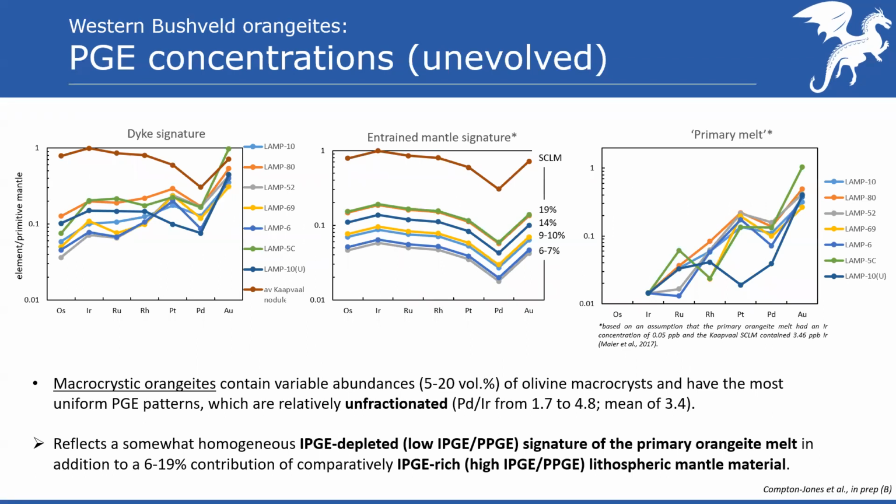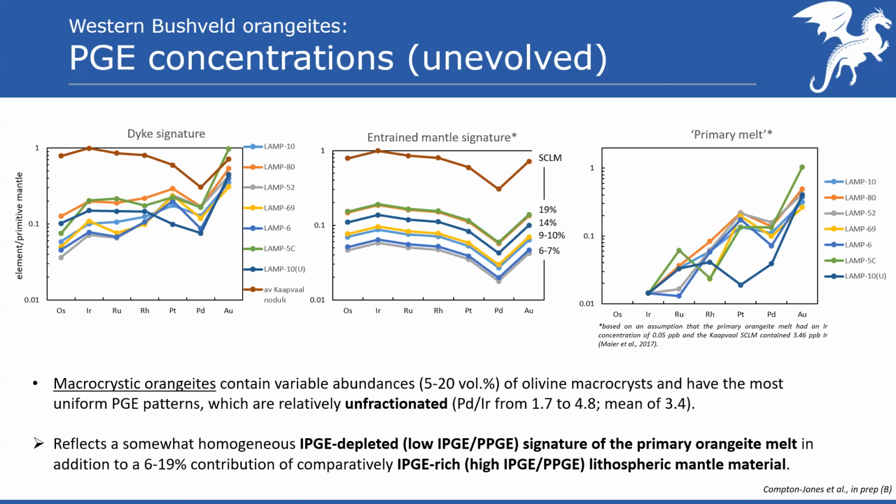So I'll start off just quickly by talking about the unevolved signatures. Following on the iridium modeling that Wolf has done for kimberlites in Finland, we've applied the same model to our dikes here. On the left-hand side, we have the dike signature, so that's the bulk rock PGE signature that we measure.